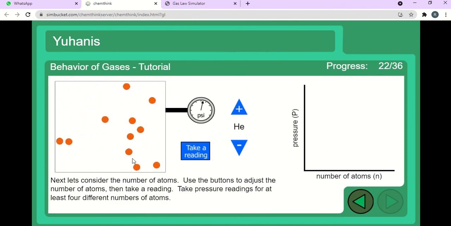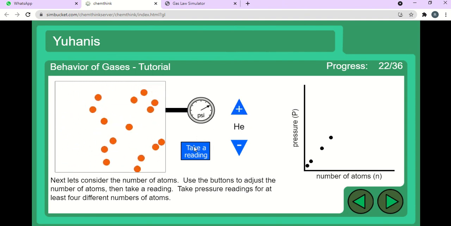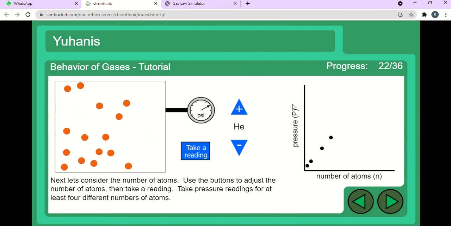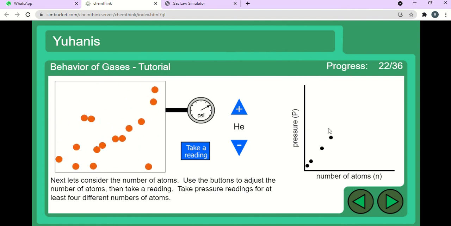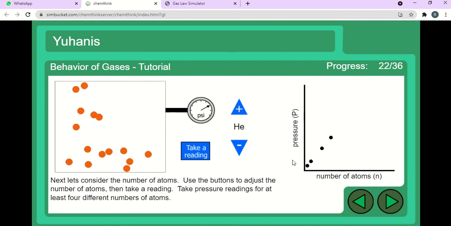Okay, now let's consider the number of atoms. Use the buttons to adjust the number of atoms, then take a reading. If I reduce the number of atoms and take a reading, the pressure is low. Add 2, take a reading, slightly higher pressure. Add more, even higher pressure. You can see that the pressure and number of atoms are directly proportional. When we have more atoms, the pressure that is created is higher.